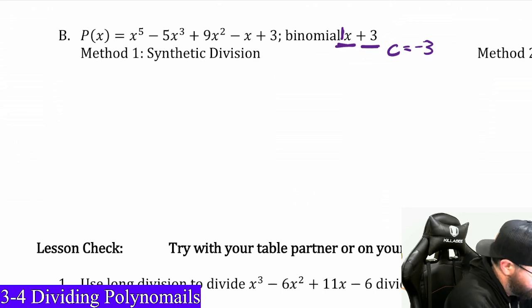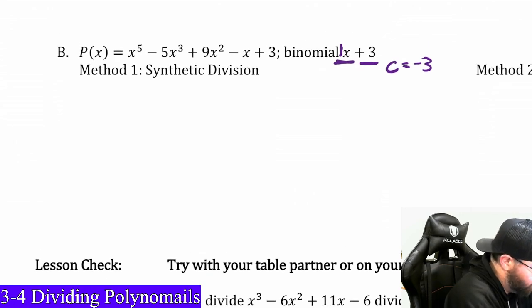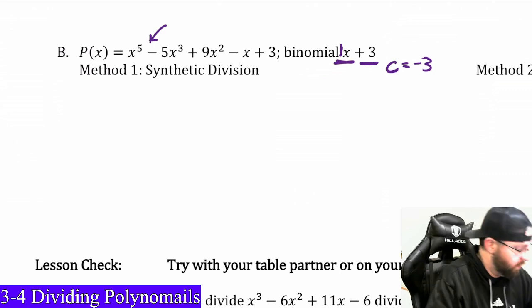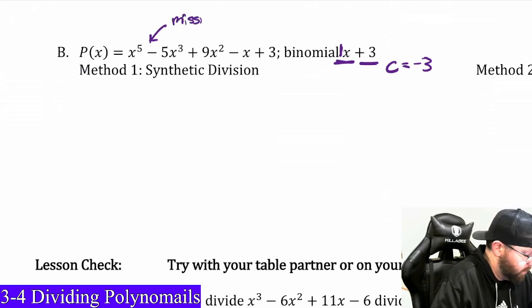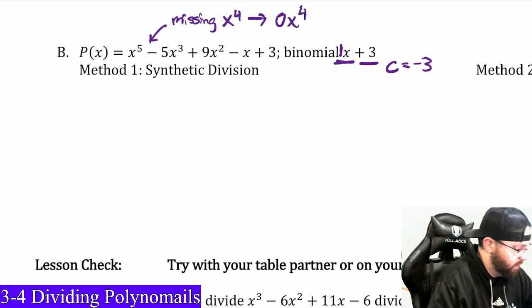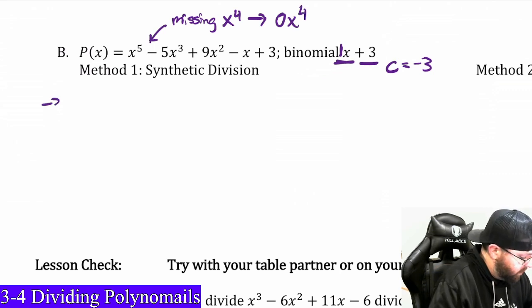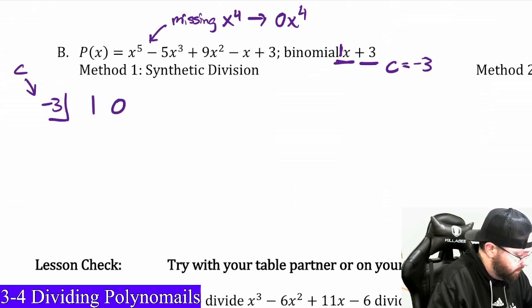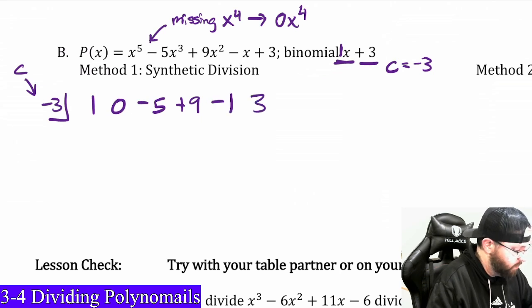Okay, and the other thing to consider, remember, this is in order, but between x to the 5th and minus 5x to the 3rd, we're missing an x to the power of 4. So that means it's going to be 0x to the 4th. So our C is negative 3. We get a positive 1 for x to the 5th, 0 for x to the 4th, minus 5 for x to the 3rd, positive 9 for x squared, minus 1 for x, and then positive 3. Okay? And we don't need to put the plus there.